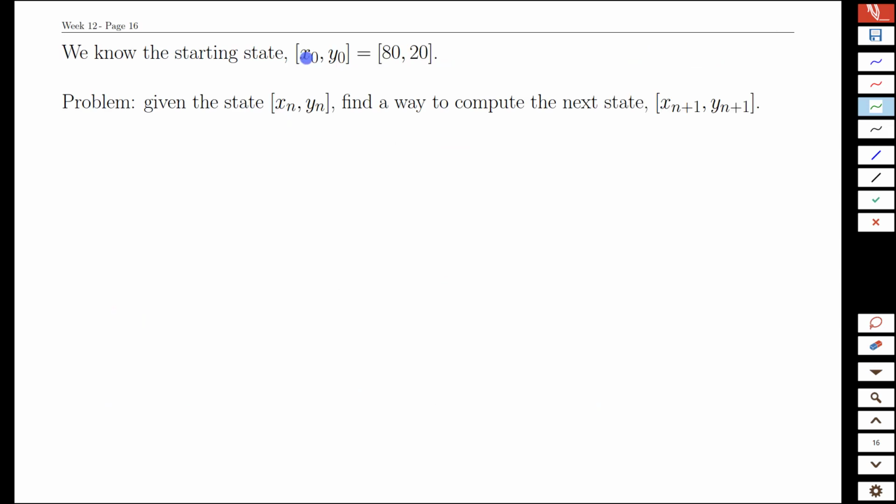Now we get to the actual modeling. We know how much we started with. So we have an initial state vector that says we have 80 kilograms of the chemical in tank X, and we have 20 kilograms of the chemical in tank Y. How do we go from this knowledge about the initial value of the amounts to what would happen 1 minute later or 2 minutes later? Well, this is what we're going to do on the next page.